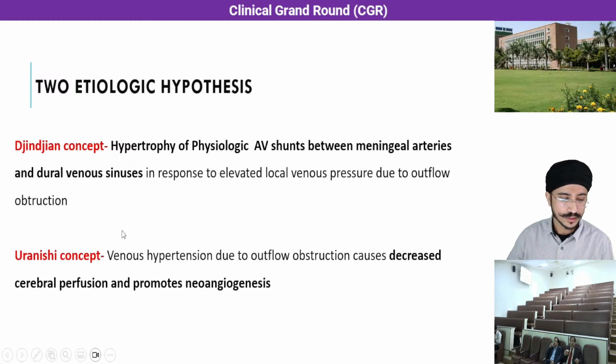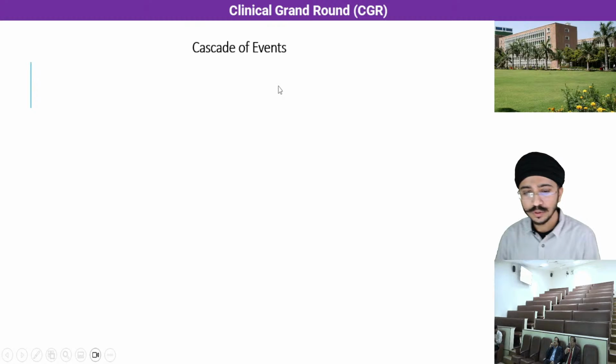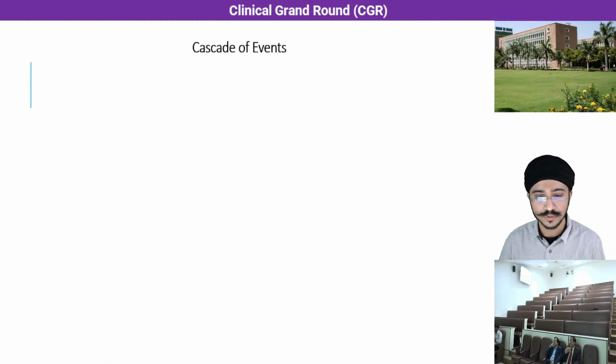Then there is another concept, that is Uranishi's concept, which states that the venous hypertension due to outflow obstruction causes decreased cerebral perfusion, and this results in cerebral ischemia, and this promotes neoangiogenesis and hence causes the formation of a dural AV fistula. So this is how the cascade of events occurs in the formation of a dural AV fistula.